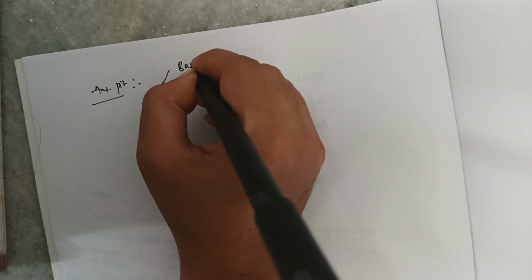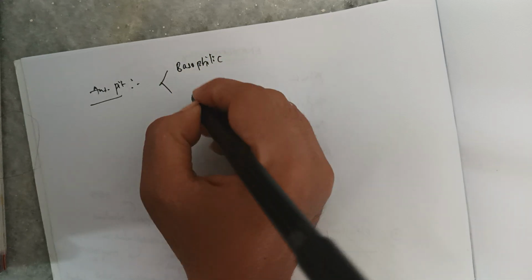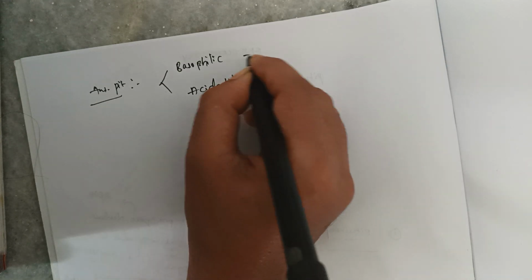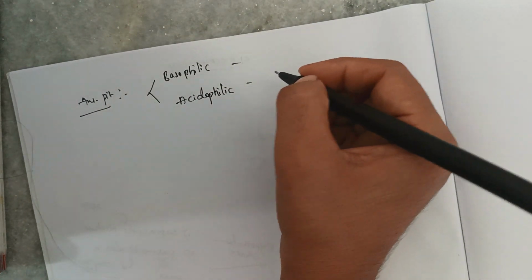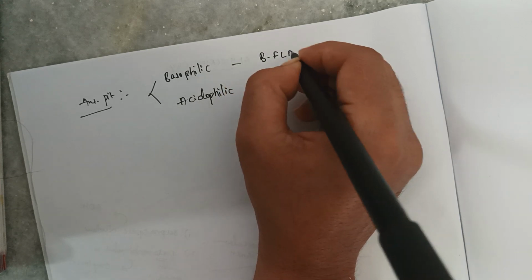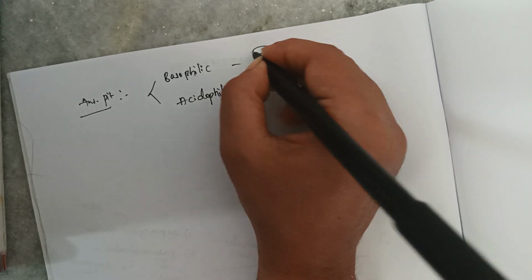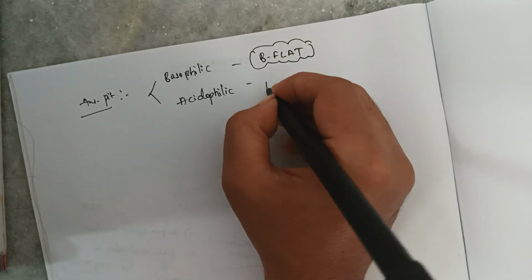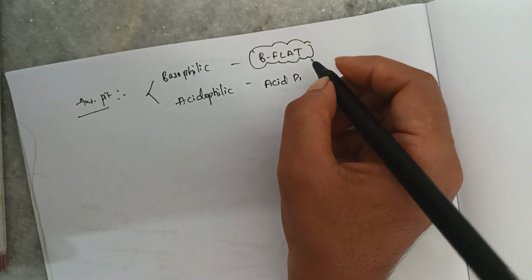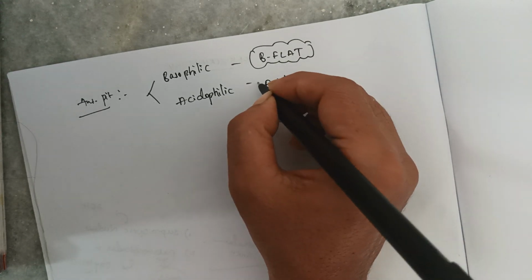So how can we divide them, basophilic and acidophilic? Which hormones are basophilic and which hormones are acidophilic? Let's go to the mnemonic. B flat is the mnemonic for the basophilic, and acid pig is the mnemonic for acidophilic.